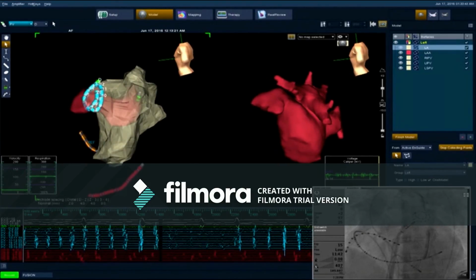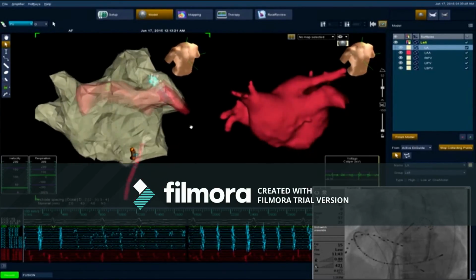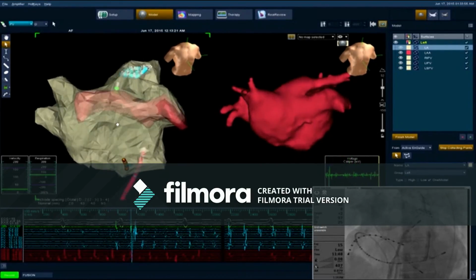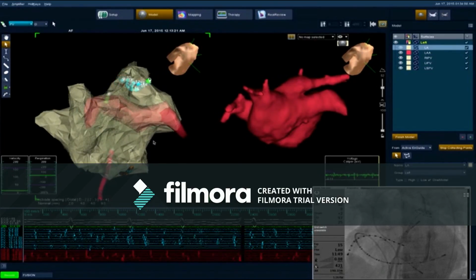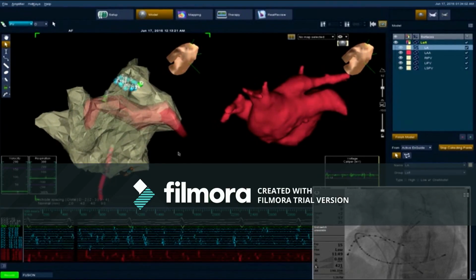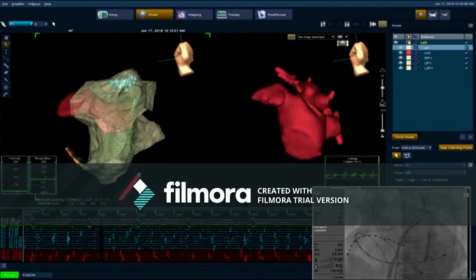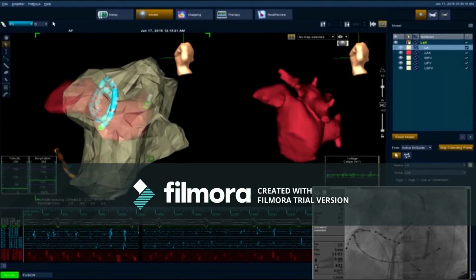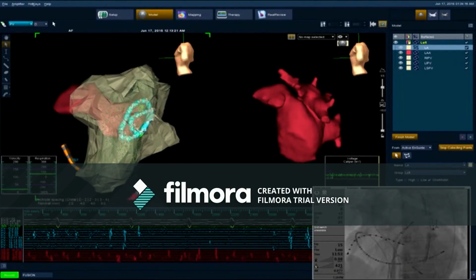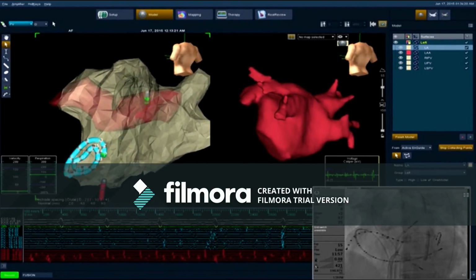Also, I like to make sure of the location of the ridge, which is between the LSPV and the LA appendage. In between there's a ridge, the lateral ridge area. Perimitral, posterior perimitral isthmus area under the LIPV here.